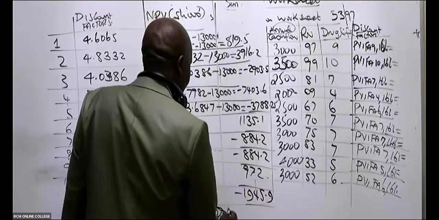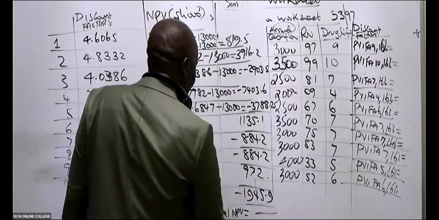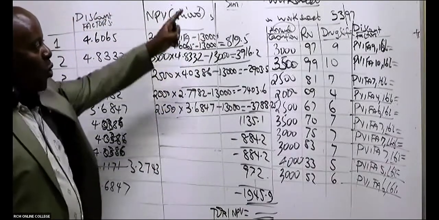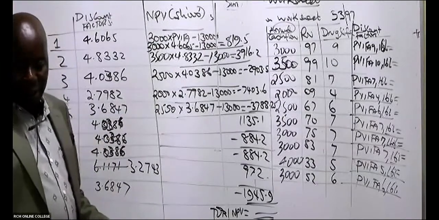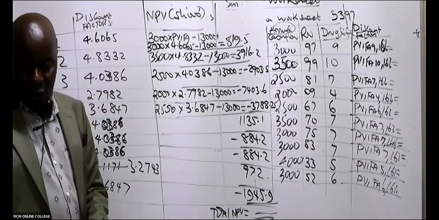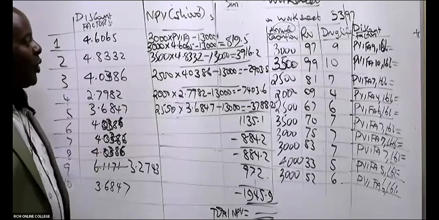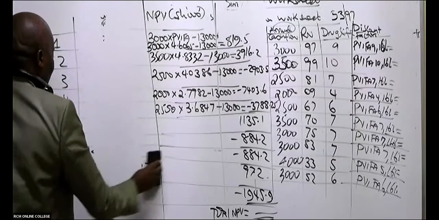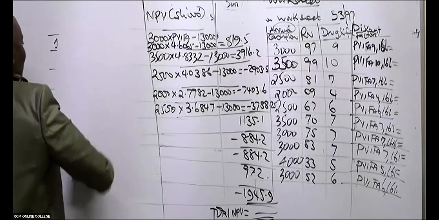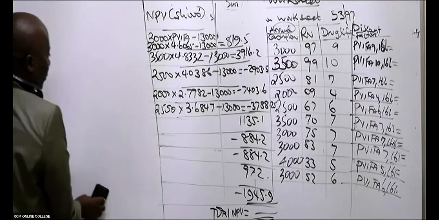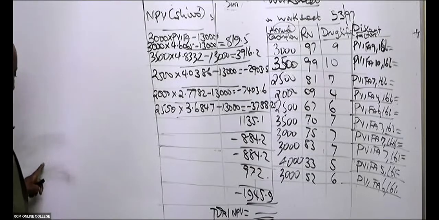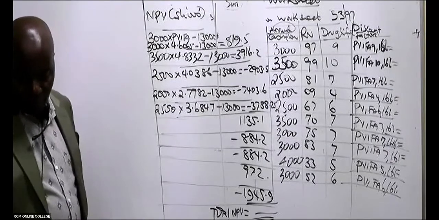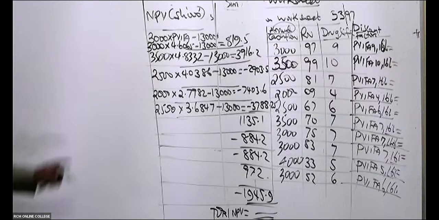So give me the total net present value. You add all of them. You add all the NPVs to give us the total net present value.